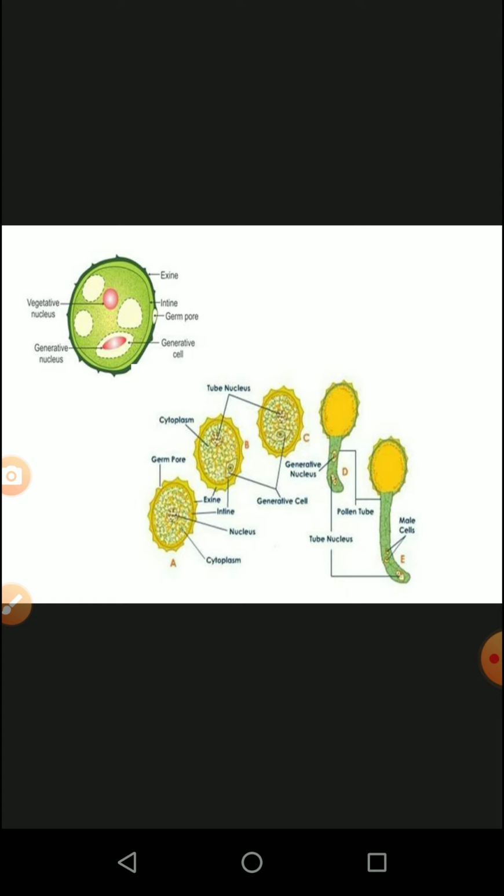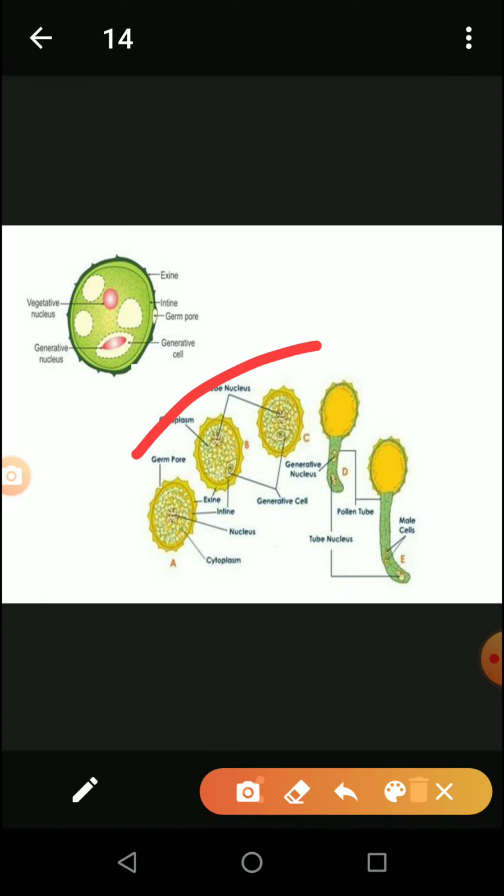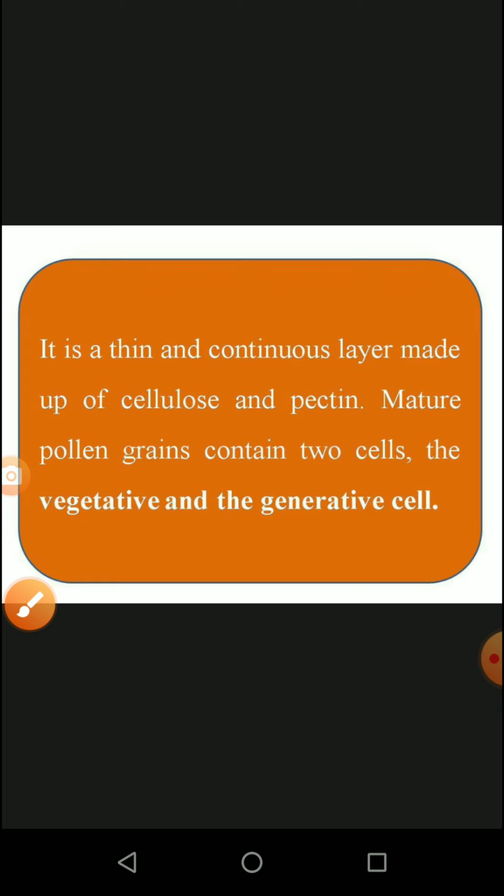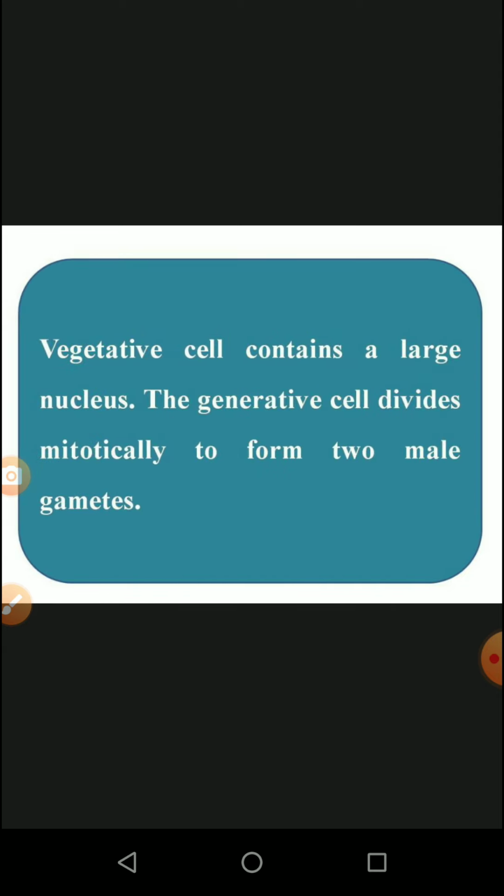This is a structural representation. The second diagram is a structural representation of the pollen grain, how it was developed. And next, it is a thin and continuous layer made up of cellulose and pectin. All plant parts consist of cellulose and pectin, and at the same time the pollen grain also consists of cellulose and pectin. A mature pollen grain consists of two cells. I already told you the two types of cell: the vegetative cell and the generative cell, which work in separate processes. They do not perform a common function. The two cells have two different functions. The vegetative cell consists of a large nucleus.